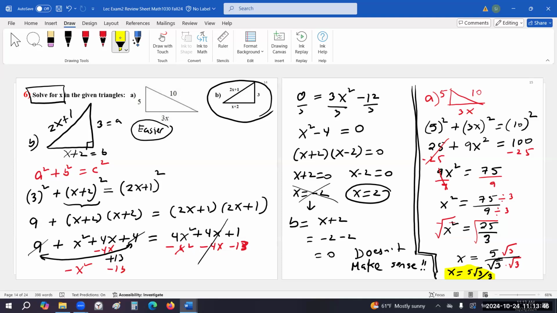Any question? So solving one triangle will be in the exam. One of them. It could be an easy one or it could be a harder one. One of them.